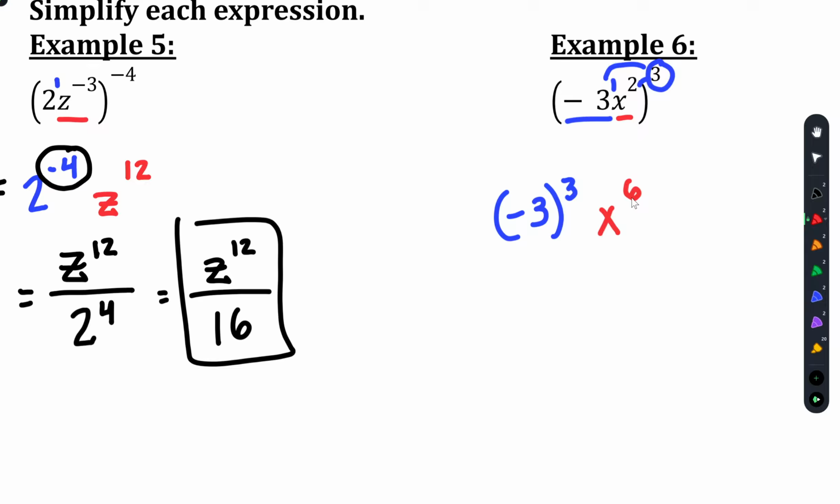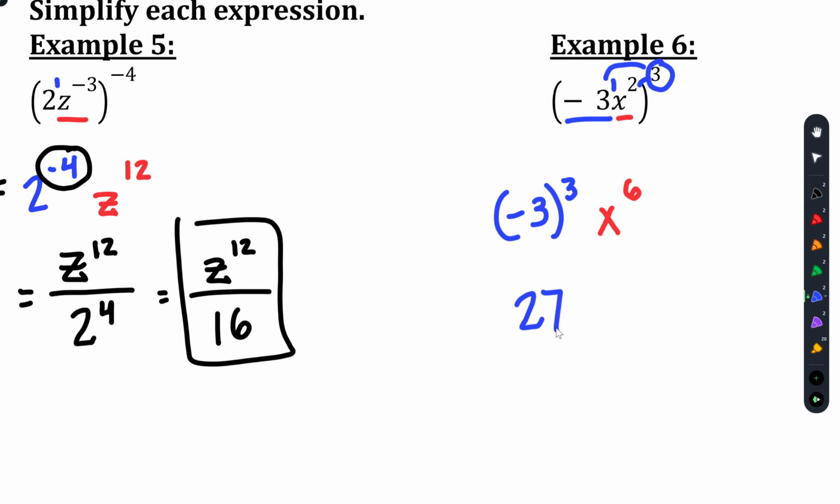No negative exponents to worry about here, but I do need to take care of that negative 3 to the 3rd power. What is 3 to the 3rd power? 27 is 3 to the 3rd power. And then that's a negative 3, though. So I have to figure out, is my sign going to be positive or negative?